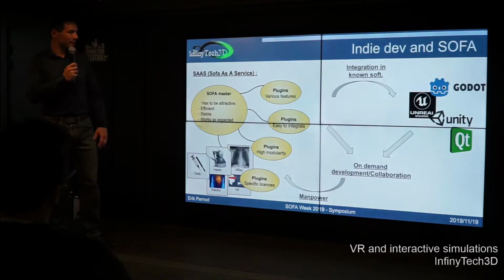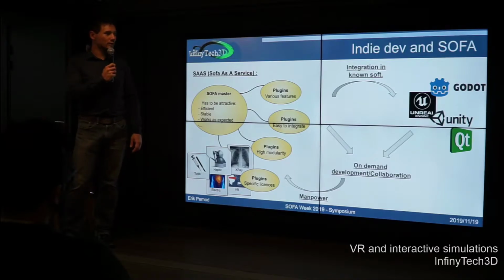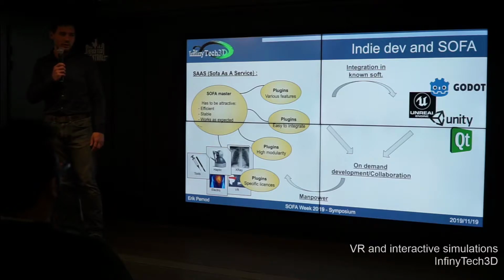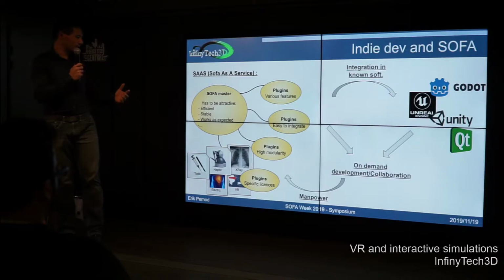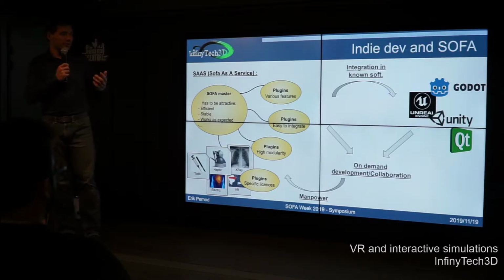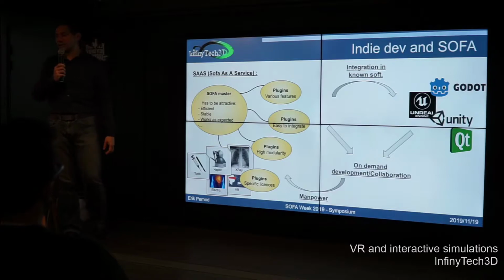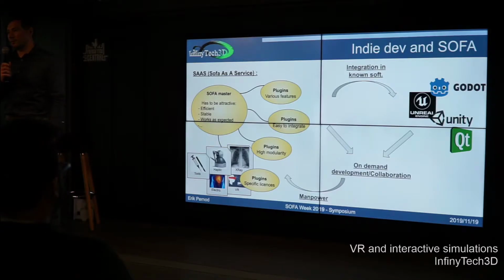So why are we speaking about independent development on SOFA? The idea is to have improvement inside SOFA. The idea is to have the master of SOFA, where there is everything, be something attractive. To be attractive, you have to have a physical engine that is efficient, that you can work in, and stable, of course.